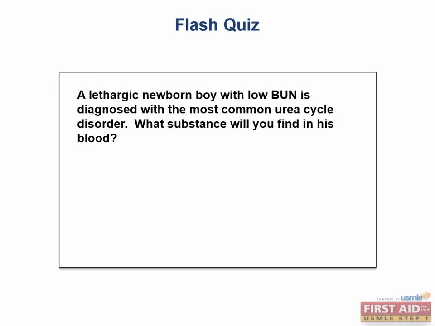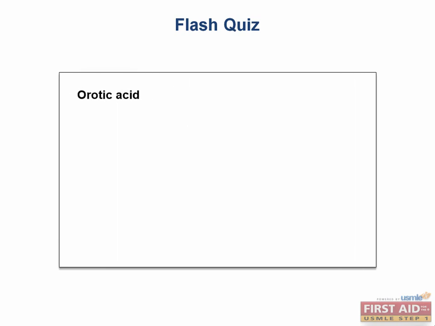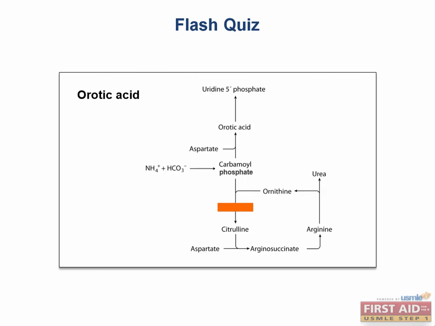Let's try our hand at a flash quiz. A lethargic newborn boy with a low BUN is diagnosed with the most common urea cycle disorder. What substance will you ultimately find in this baby's blood? This one's a tricky one. Hopefully you're thinking orotic acid, which is used for pyrimidine synthesis. Let's talk this one through. The child has an ornithine transcarbamylase deficiency.